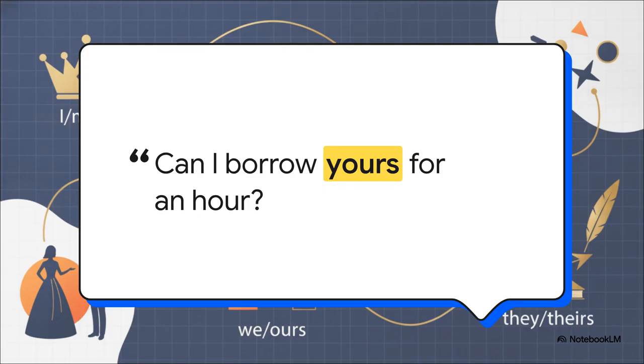In the first part, we is the subject pronoun. They are the doers out there testing the buggies in the mud. But the real star of the show is at the end, yours. Instead of clumsily saying, can I borrow your buggy for an hour? We just use the standalone possessive pronoun yours. It just sounds so much more natural and fluent, doesn't it?